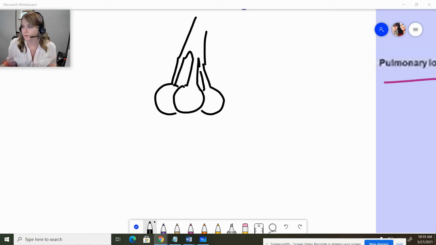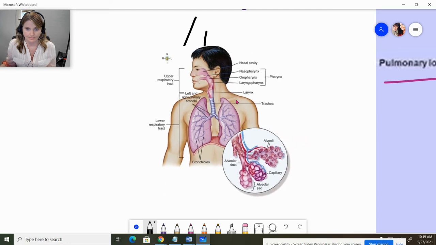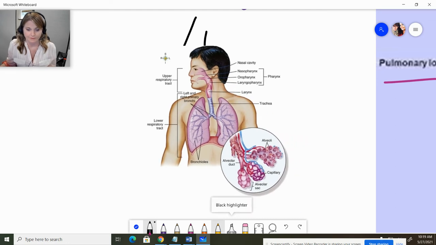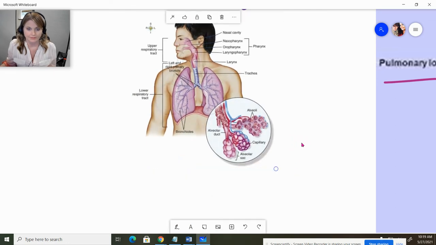My picture isn't great, so I want to bring a picture in here. Okay, I think this is better. There we go. You kind of see this here, right?